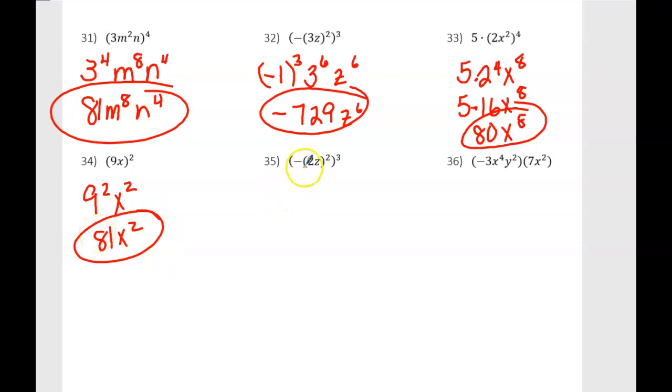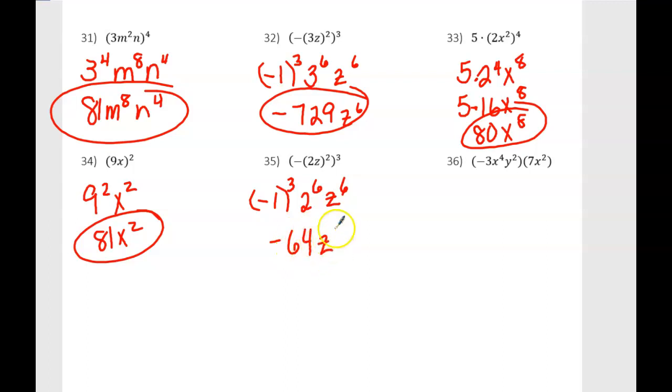35, see how the negative is inside the parentheses, but not inside the innermost. So -1 for that negative is really raised to the 3rd power. And then we have a 2 that will be raised to the 6th power, and a z that will be raised to the 6th power. So when we multiply that out, we end up with a negative, and then 2 to the 6th is 64, z to the 6th.